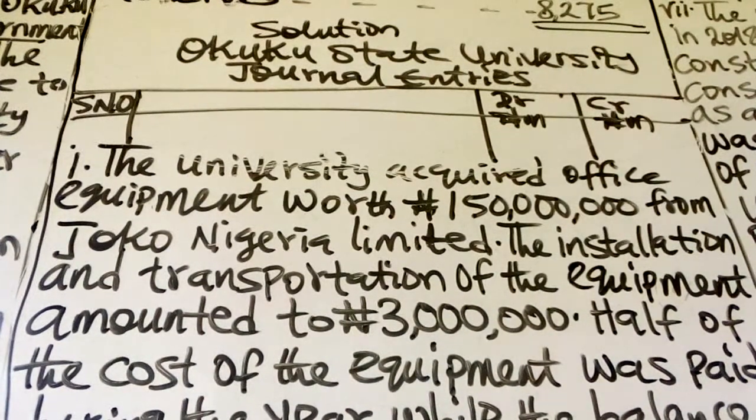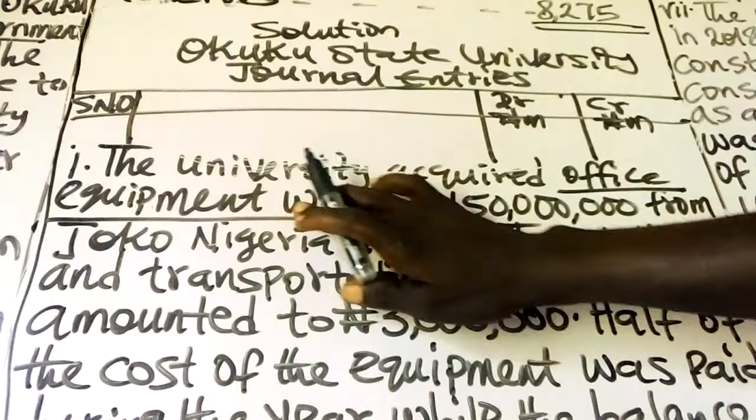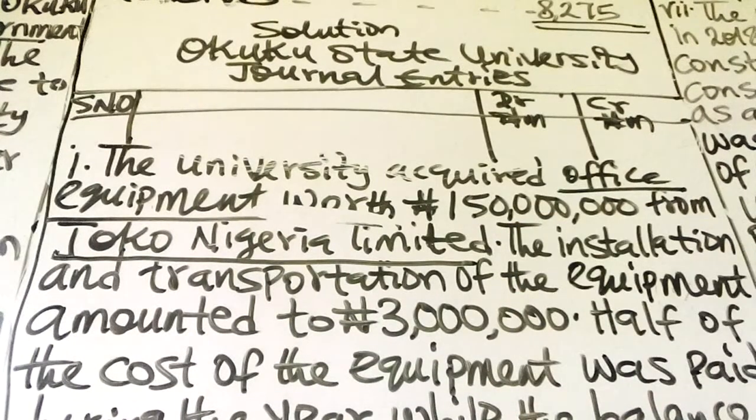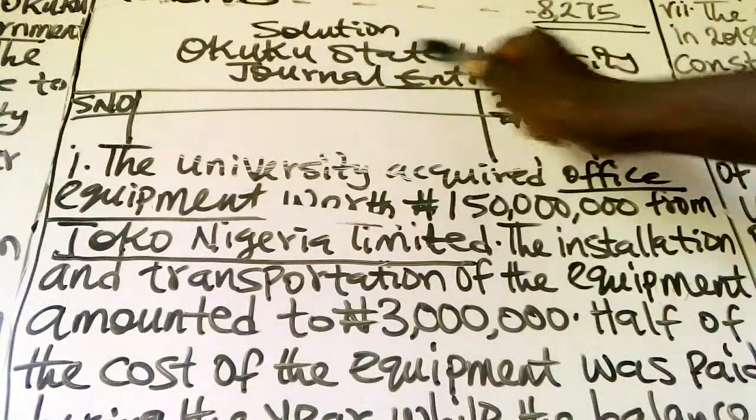Now, note one. The university acquired office equipment worth 150 million naira. So the accounts affected are, one, office equipment. They've acquired office equipment worth 150 million from Joko Nigeria Limited. Joko Nigeria Limited is the supplier, so Joko Nigeria Limited is the account payable. So it will affect the account payables. You have acquired office equipment, that means the asset of the entity will increase. The equipment of the business of Okuku State University will increase.